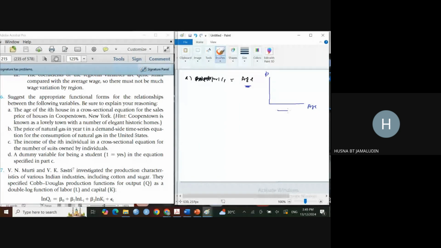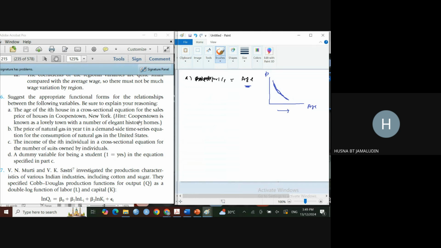So if the age is more, the price will be lower. The older the house, the lower the price will be. Okay, so normally you will have a downward sloping. This is a normal relationship of age on the price.